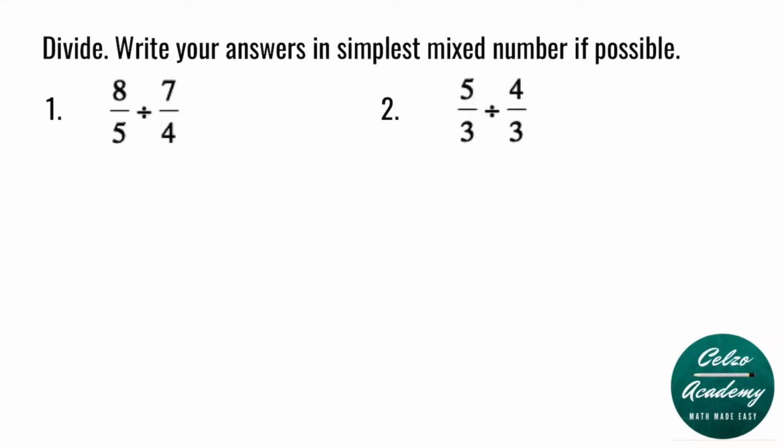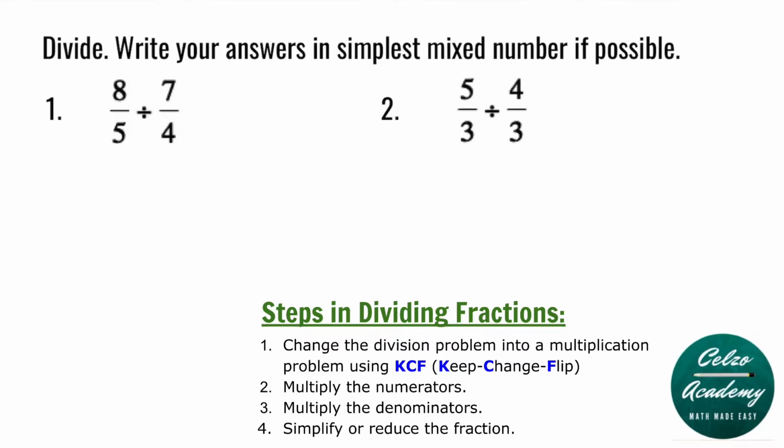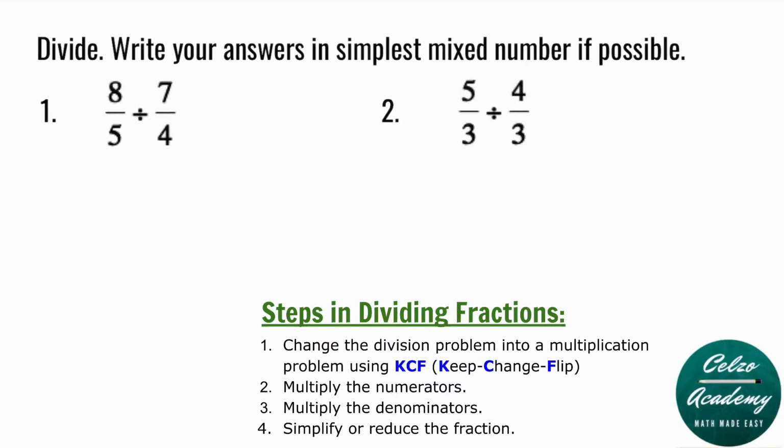Question number 1. 8 over 5 divided by 7 over 4. Step 1 is to change the division problem into a multiplication problem using the KCF, or keep, change, flip. We keep the fraction as 8 over 5, we change division to multiplication, and we flip the second fraction, and that becomes 4 over 7.